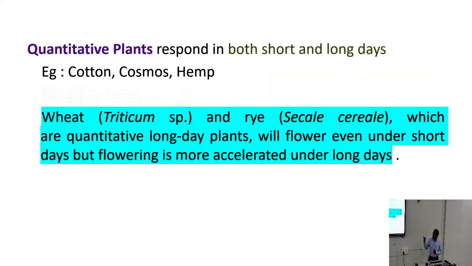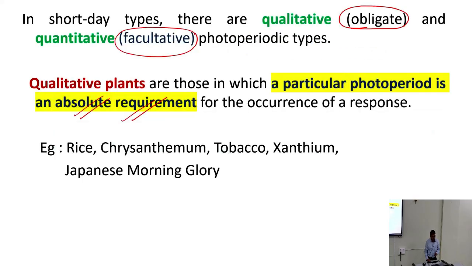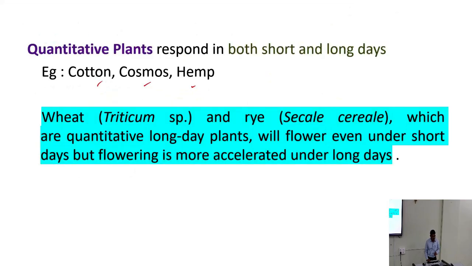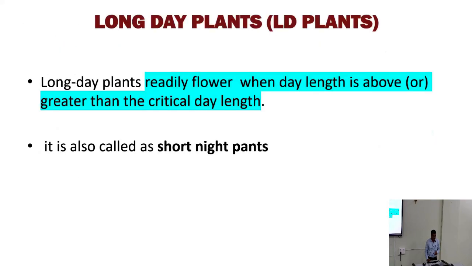Moving on, quantitative short day plants can respond to both short and long days. For example, cotton, cosmos and hemp. Wheat and rye, which are quantitative long day plants, will flower even under short days, but flowering is more accelerated under long days. So here our understanding is what a qualitative short day plant is and what a quantitative short day plant is. Then we will move on to long day plants.